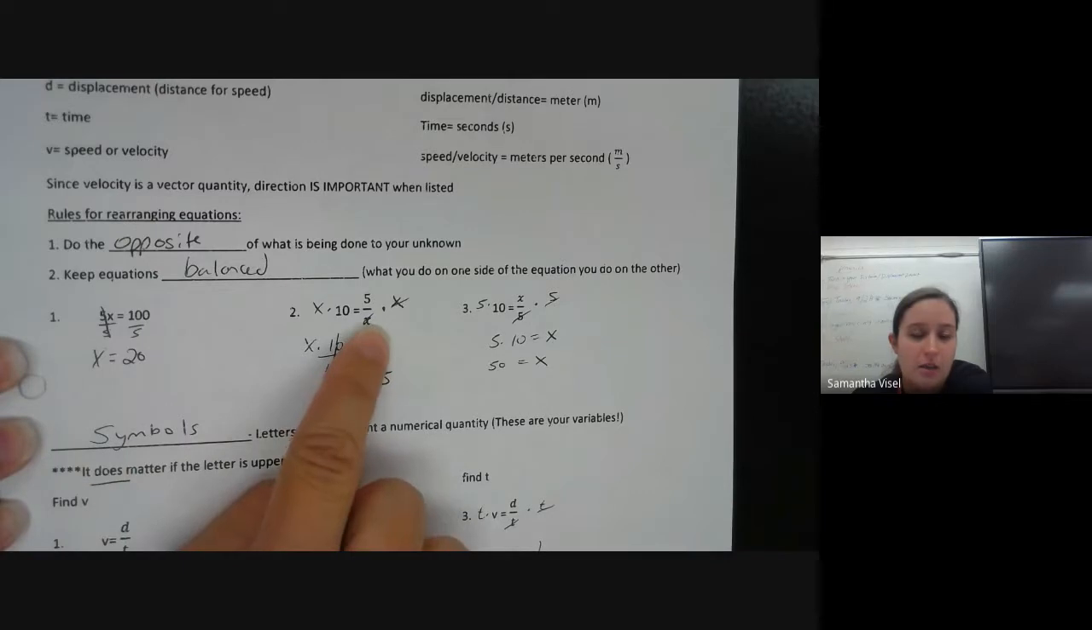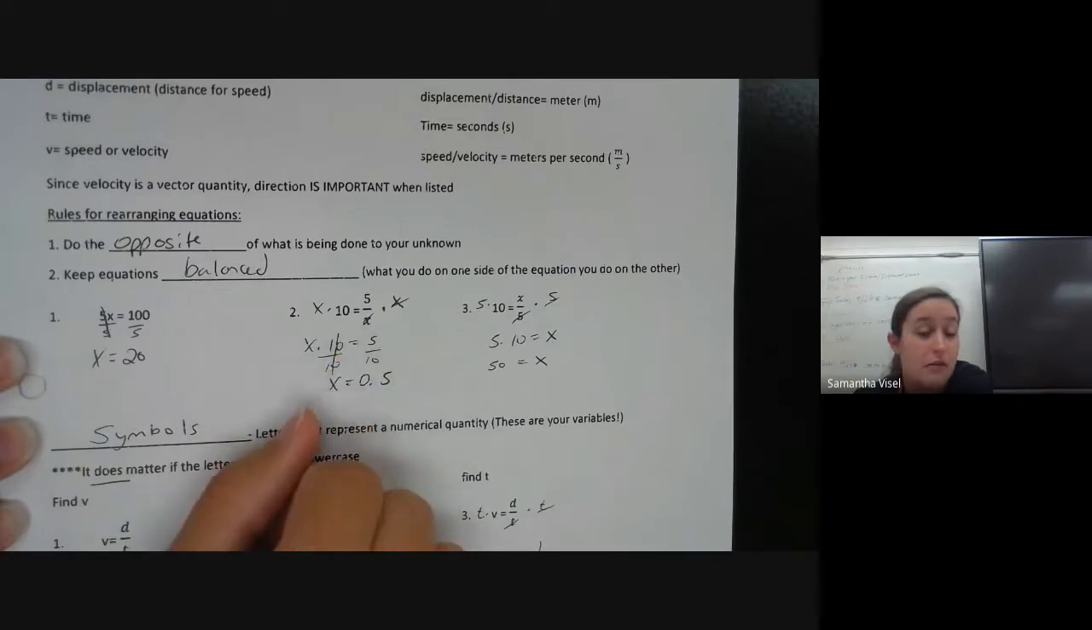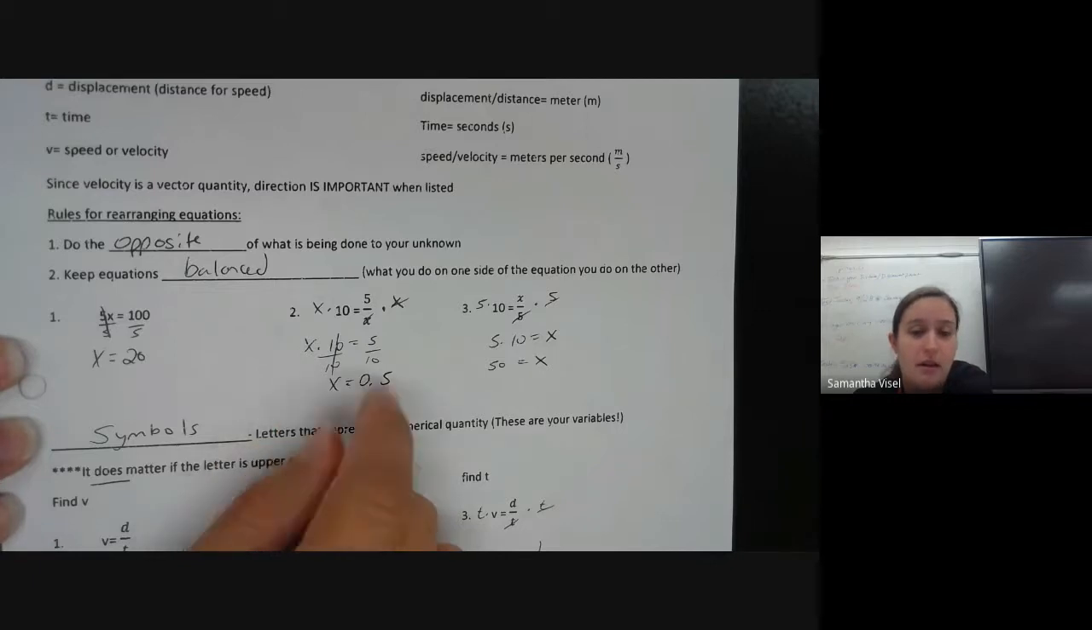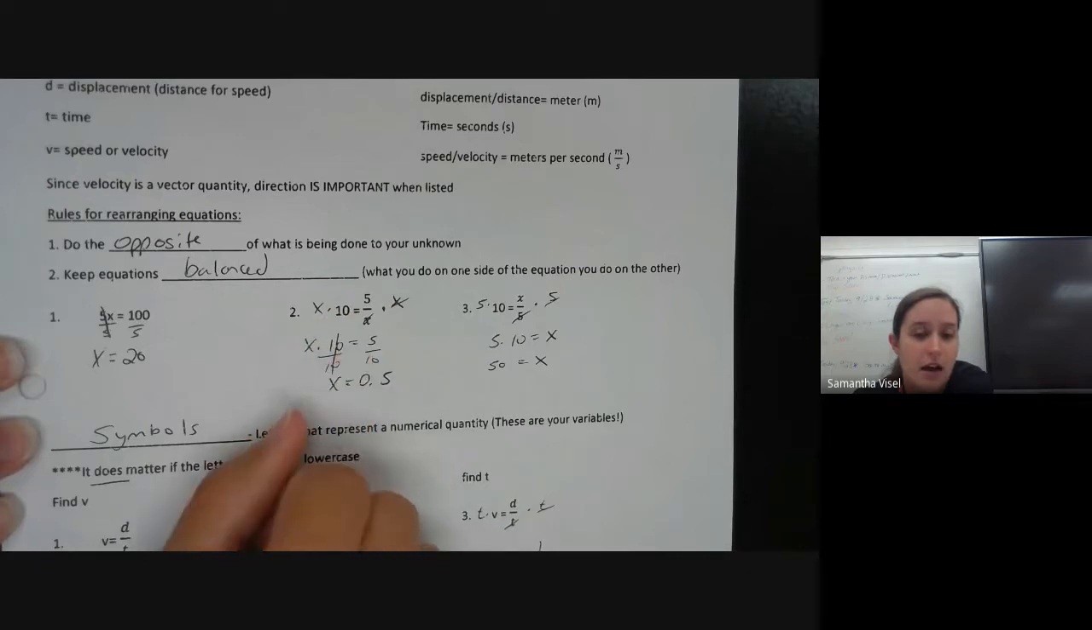If my x was on the bottom of a fraction, my first step would be to get rid of the fraction, because fractions are gross. So that's always going to be our first step here. So multiply x on both sides to get x times 10 equals 5. And now I can solve for x.